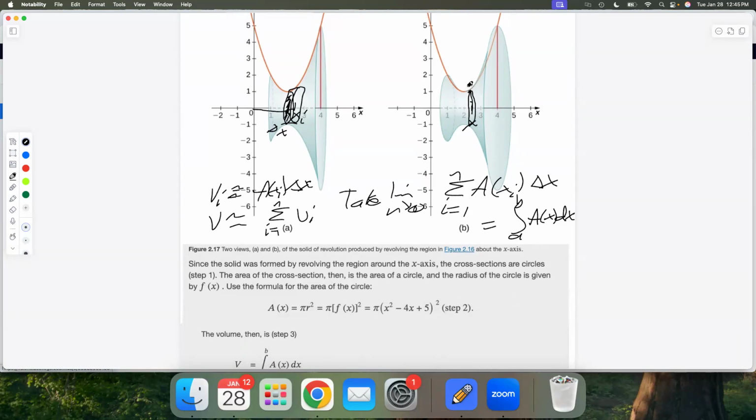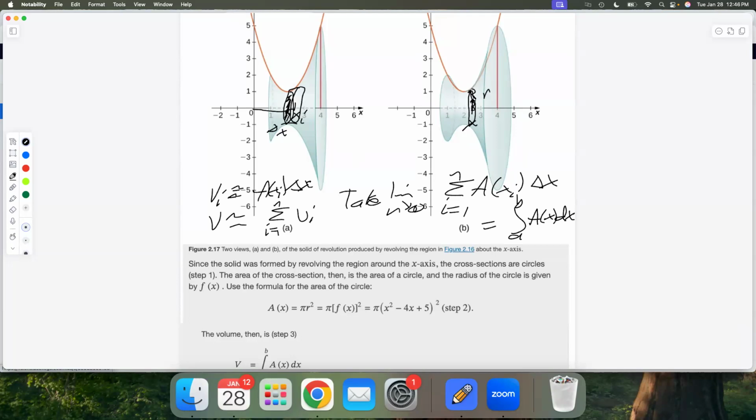On that pyramid problem we did in the other video, it wasn't, but that wasn't a solid of revolution. In these problems, when you rotate something around, your cross-sectional area is always a circle. What's the area of a circle? Pi r squared. What's r?